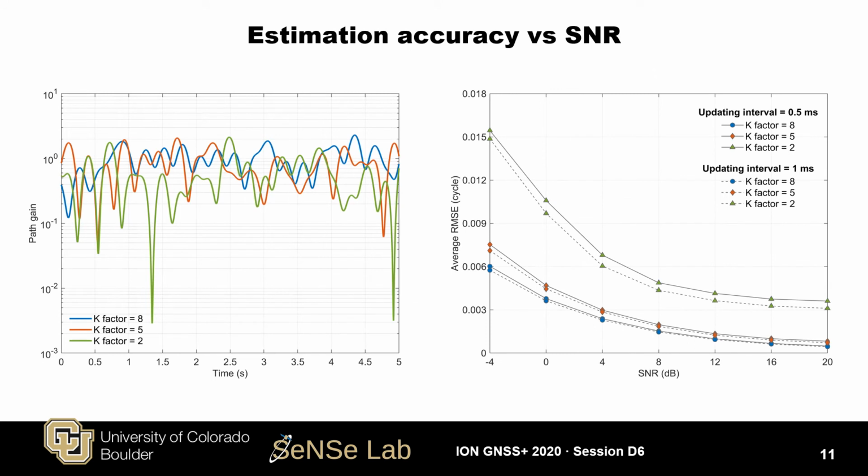Then we implemented three channel realizations with different key factors and obtained the carrier phase estimation accuracy for different SNR, key factor, and updating interval. Note that a higher key factor means lower channel dynamics. For each condition, we run 100 Monte Carlo simulations and calculate the average value of the root mean square errors for all simulations. It is verified that the proposed method can achieve high accuracy carrier phase estimation under strong channel fading conditions. Moreover, the accuracy improvement contributed by increasing the updating interval is more noticeable for smaller key factors.